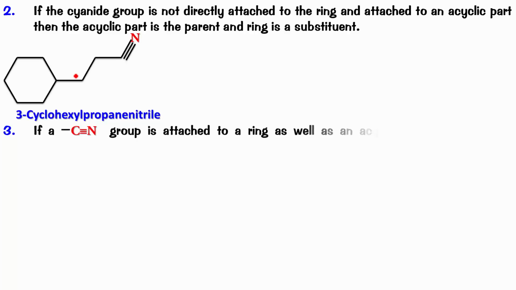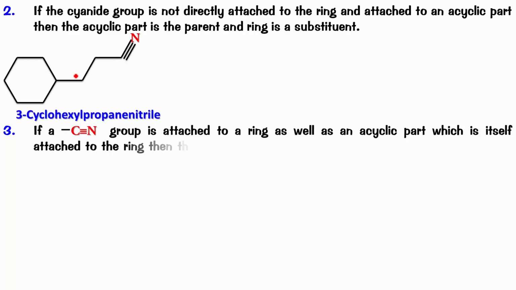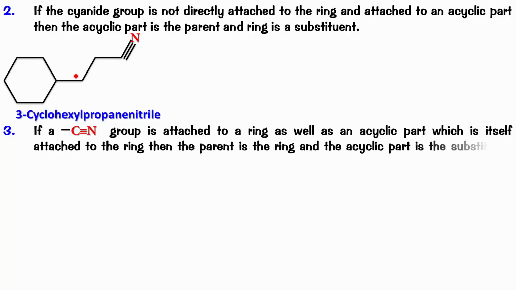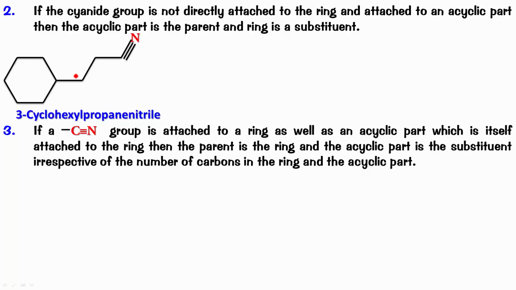If a cyanide group is attached to a ring as well as an acyclic part, which is itself attached to the ring, then the parent is the ring and the acyclic part is the substituent, irrespective of the number of carbons in the ring and the acyclic part. Let's take an example.